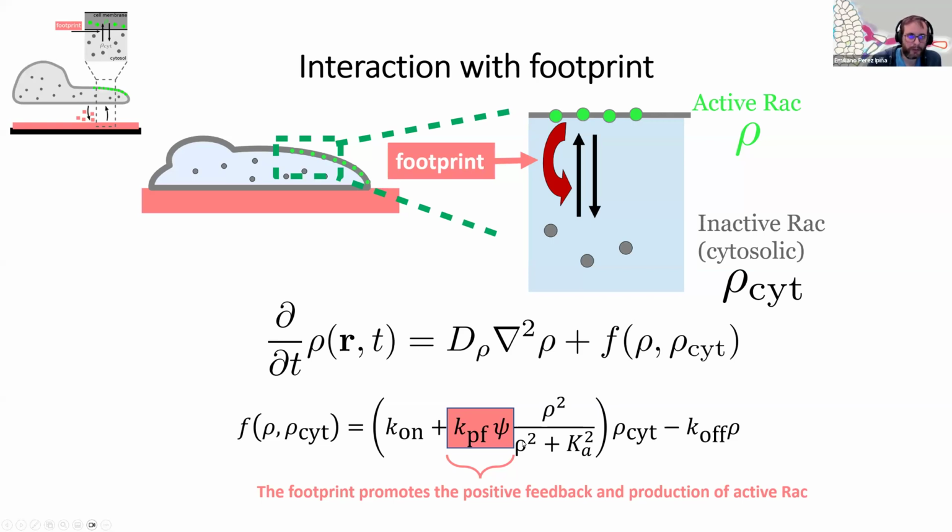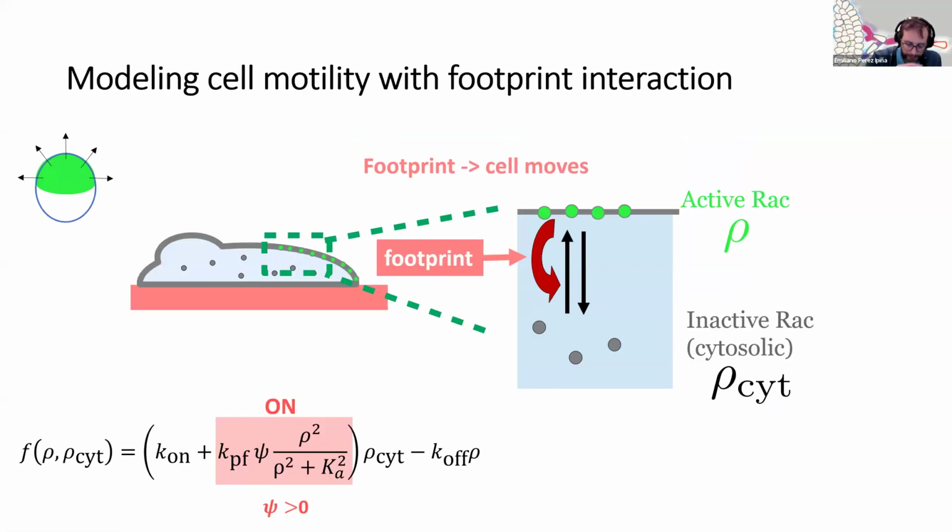So to understand how this works, let me give you this example. This is the 2D representation of the cell. When the cell is moving over a substrate where there has been a footprint, since there is a footprint, this positive feedback term is going to be on. That means the cell is going to be able to sustain a polarity, and keep moving in the same direction that it was coming.